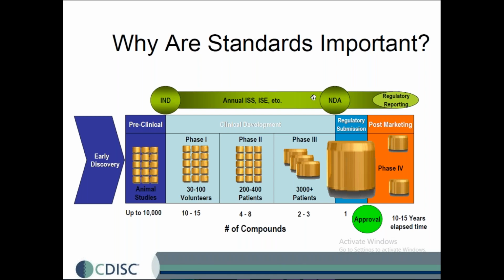So you see, in phase 1, maybe 30 to 100 volunteers participate. In general, we are supposed to do 10 to 15 phase 1 trials. If something happens, they will correct the drug. So around 10 to 15 trials we do in phase 1, 4 to 8 we do in phase 2, and sometimes 2 to 3 we do in phase 3.